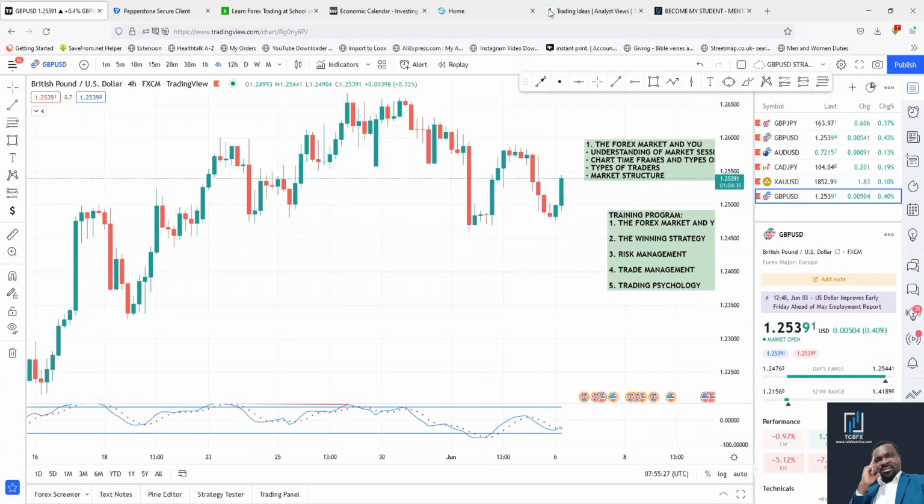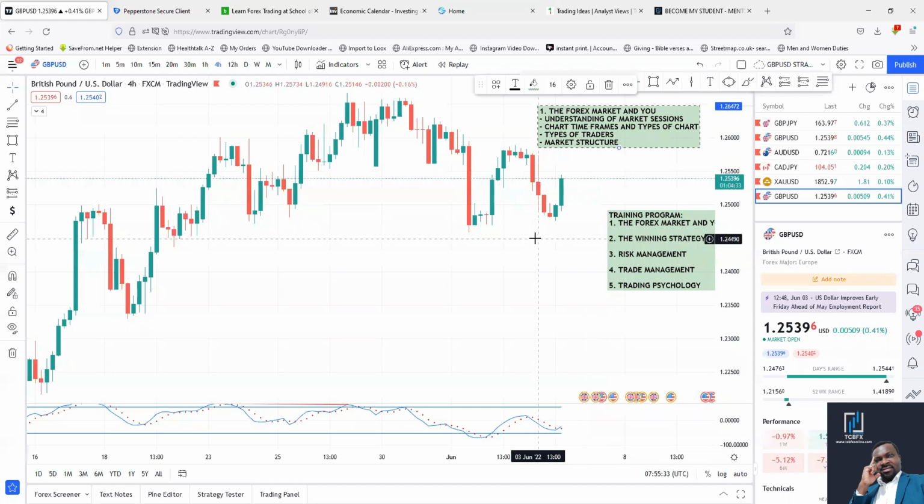Now, the first thing is the market sections, which I started talking about yesterday. I shared that with you yesterday, and I want to go into detail on it now.